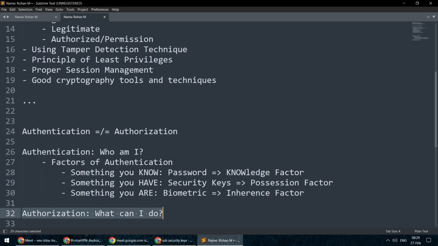Similarly, we have got authorization. What can I do once I am into the office, once I am into the campus? What all places can I visit? Can I visit the garden? Yes. Can I visit the canteen? Yes. Can I visit the kitchen of the canteen? No. Can I visit the billing counter? Yes. Can I visit the billing counter from the back door? No. So what all things you can do once you are logged in, once you are authenticated, that is authorization.